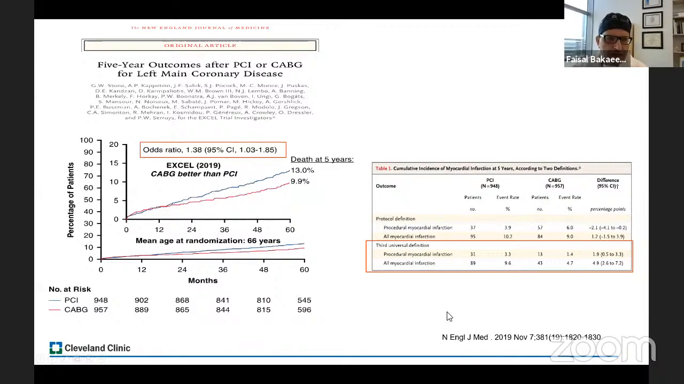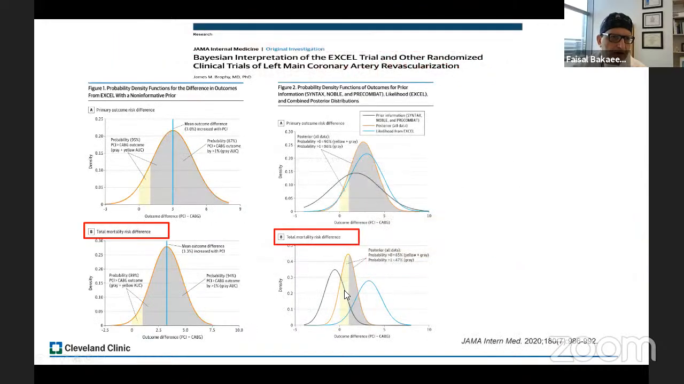And if you use the international, universal definitions of MI, then actually CABG is clearly the superior therapy in MI and the composite outcome. So really for the left main disease, CABG seems to be the winner again over PCI.